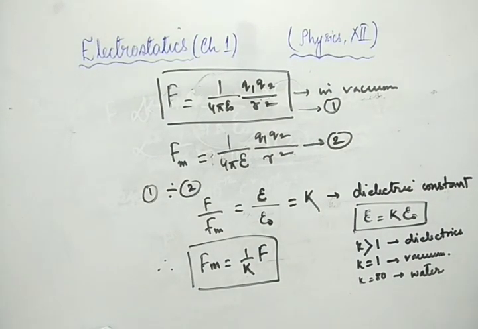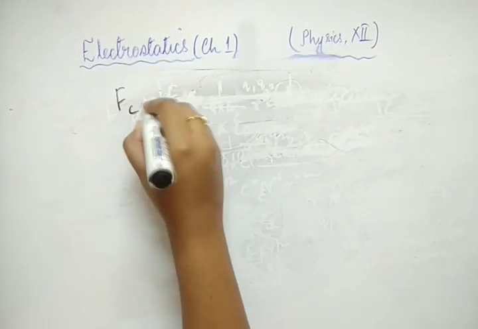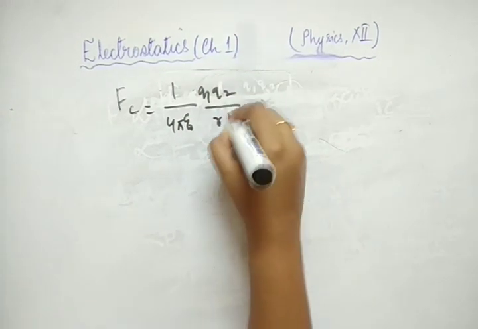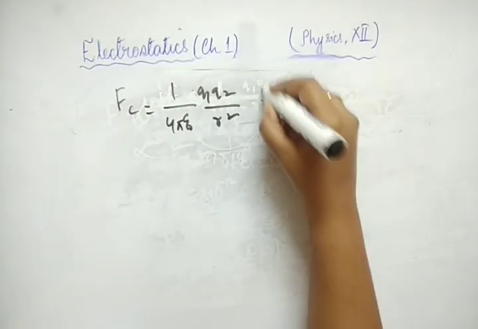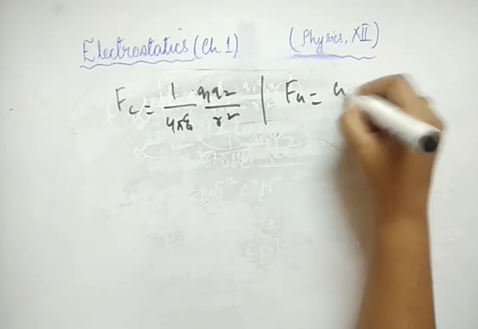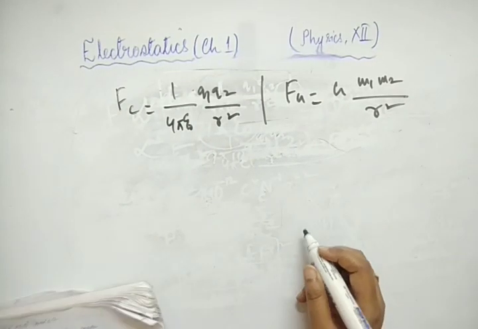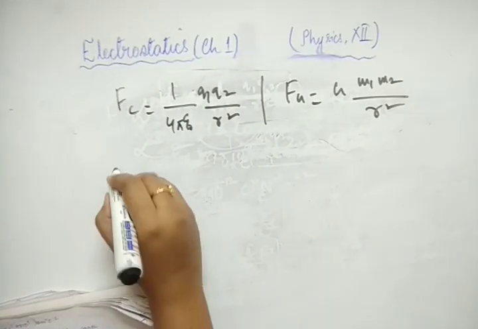Now what is the comparison between Coulomb's law and gravitational law? Let us see the similarities and dissimilarities between them. We know Coulomb's law, we write it with F subscript C, 1 by 4 pi epsilon naught Q1 Q2 by R square, and here also we have G into M1 M2 by R square. So there are some similarities. The similarity is that both are inverse square laws.